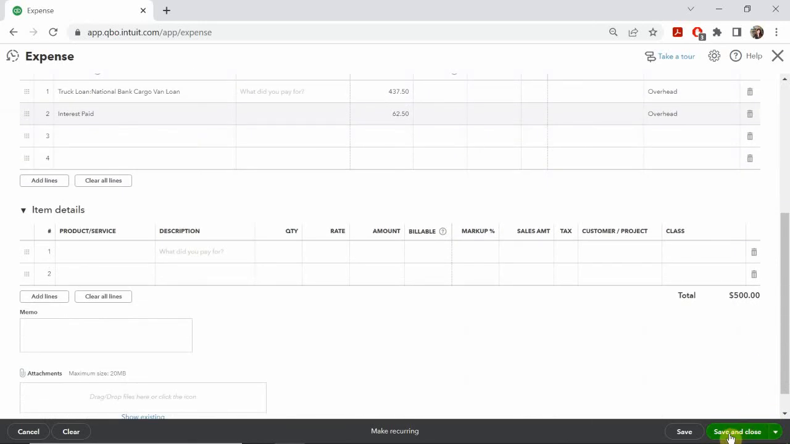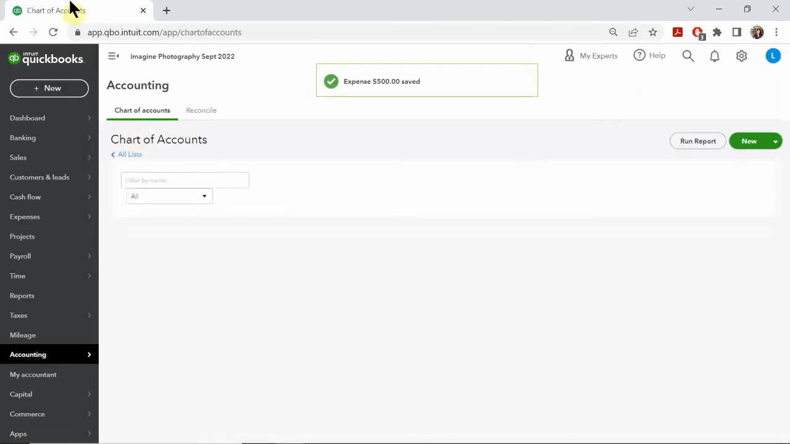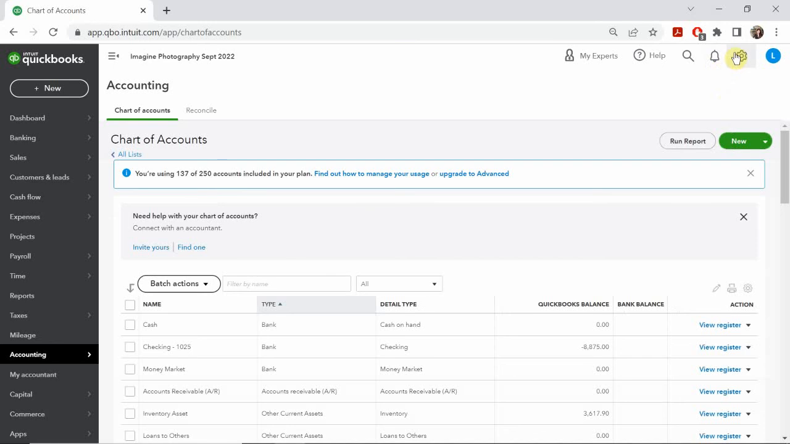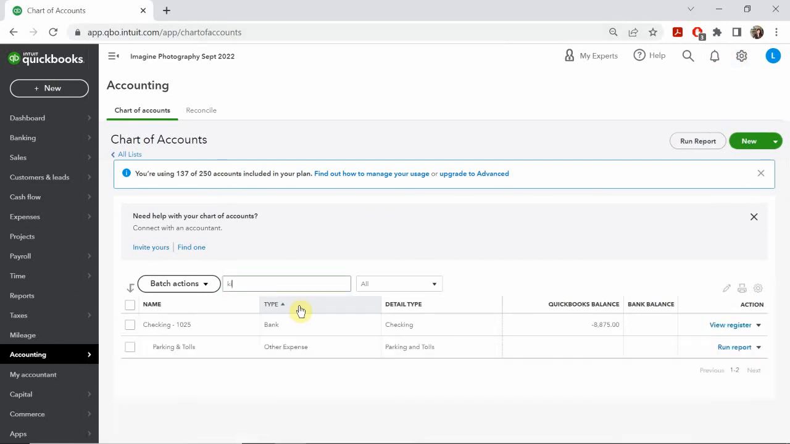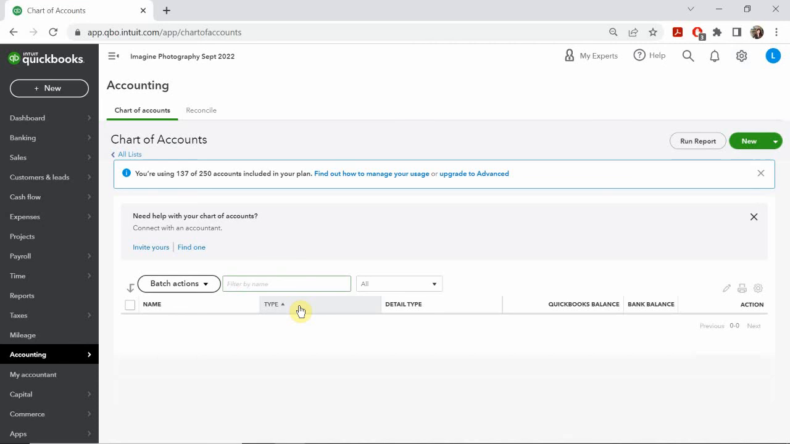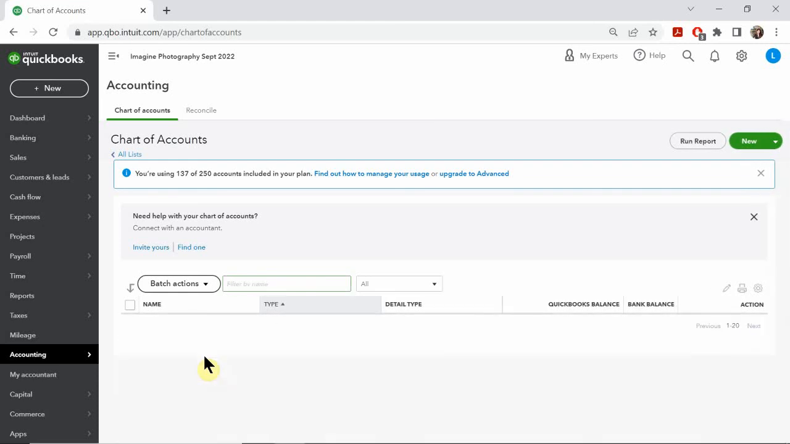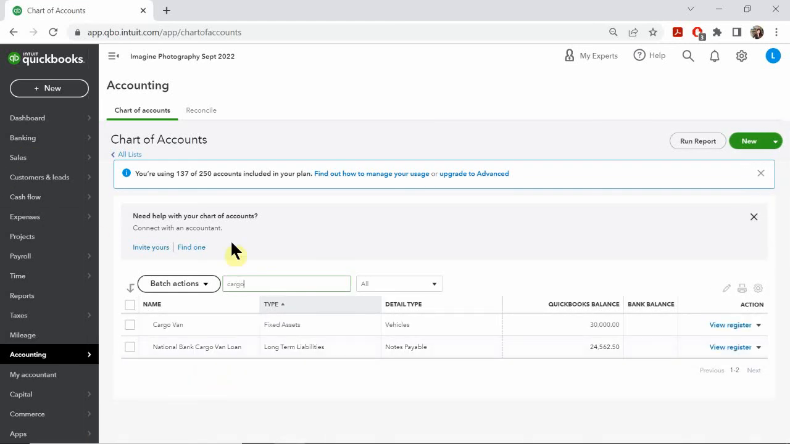And what happens here is when you make this type of payment, let's go ahead and take a look at how much I owe for my loan now, since I made a payment on February 21st. So I'm already on my chart of accounts. If I type in my loan, notice this. Okay, let's do cargo van. That one will show up immediately. So cargo van, notice this. I only owe $24,562.